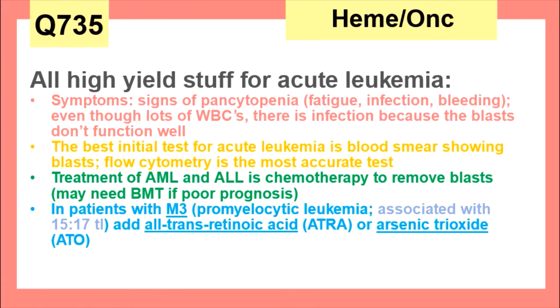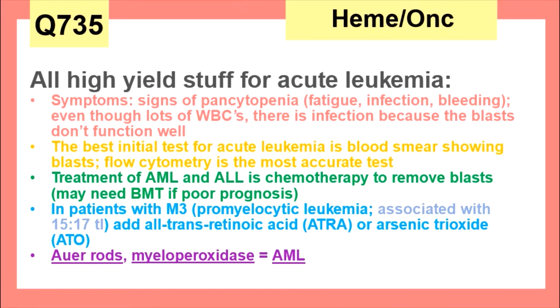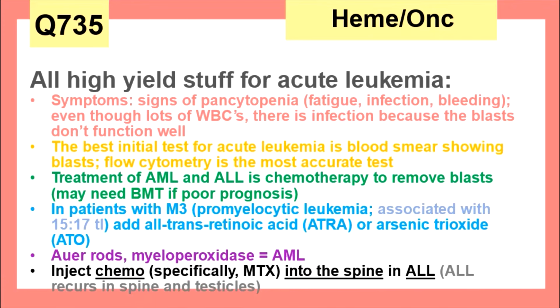In patients with M3, which is promyelocytic leukemia, it's associated with a 15;17 translocation, add ATRA. For some reason, this condition is responsive to ATRA and or arsenic trioxide, which people are less familiar with, but it's an alternative. ATRA or ATO, and Auer rods. Myeloproliferative is seen in AML. We inject chemo, specifically methotrexate, into the spine in ALL patients because ALL recurs in the spine and the testicles.